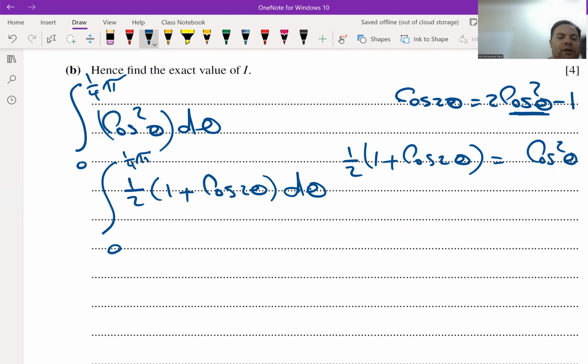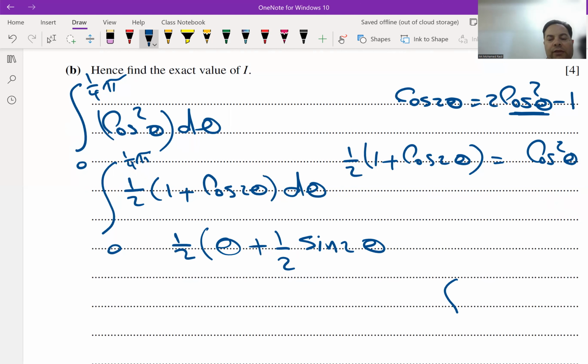Integrate of half, it's multiplied. Integrate of 1 is theta. Integrate of cosine 2 theta is, if you remember, differentiate of sine is cosine, differentiation of cosine is negative sine. So integrate of cosine 2 theta will be sine 2 theta times half, so half sine 2 theta. If you have a function cosine of (ax plus b) dx, the integral is 1 over a sine of (ax plus b). So half sine 2 theta.